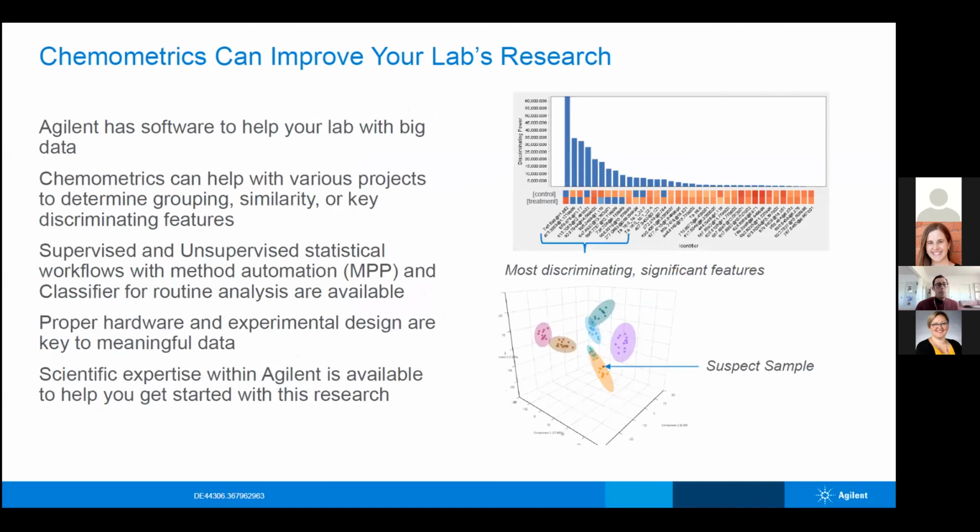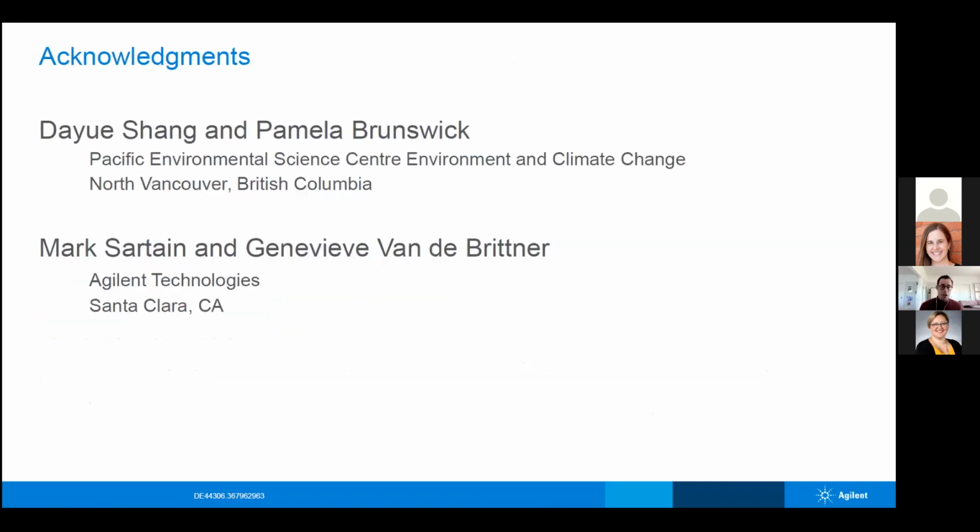So basically, this is all under the chemometrics umbrella. And hopefully this can show that chemometrics can improve your lab's research. We have software to help with big data. We can improve various products. And proper hardware and experimental design are key to meaningful data in machine learning technologies, and the scientific expertise that we have is available and within reach. We can get you started on this research if you're interested.